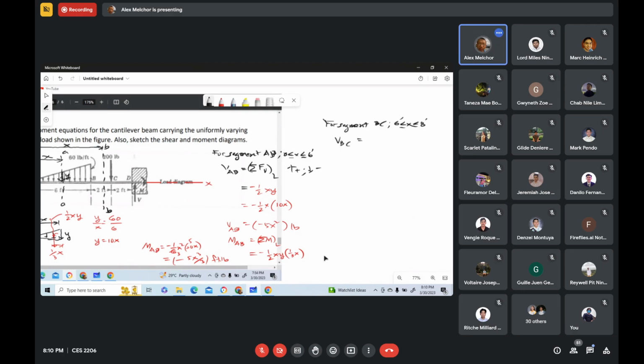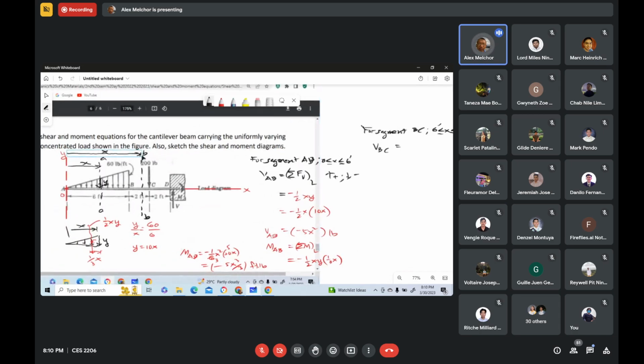Now, for segment BC, you cover the right portion of this section. Cover the right portion of this section, and to the left portion of section BB, we have only a single force. We have only that resultant of that triangular loading. Okay, that you will understand.